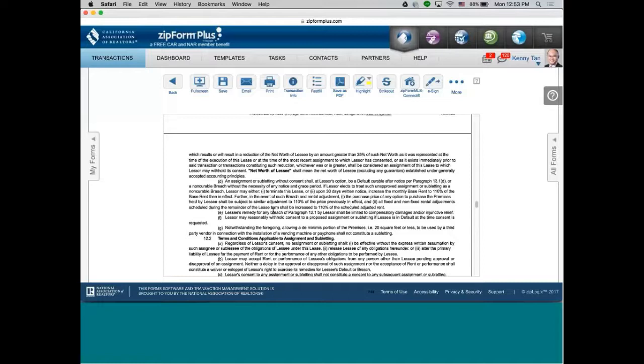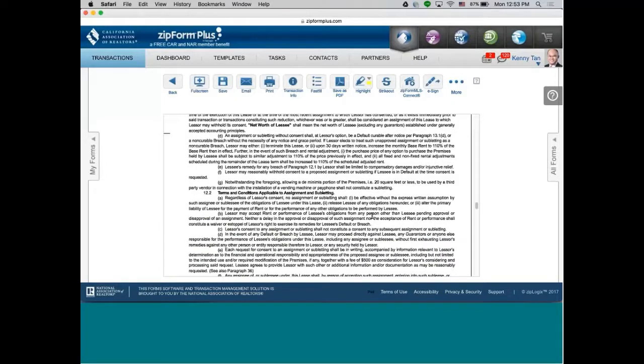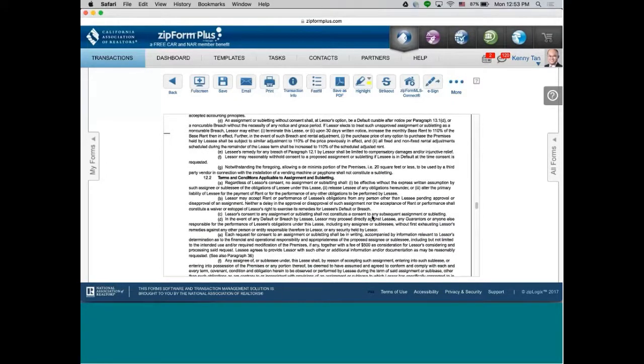Notwithstanding the foregoing, allowing a de minimis portion of the premises, i.e. 20 square feet or less, to be used by a third-party vendor for installation, vending machine, or payphone shall not constitute subletting. So if the square footage that is being used by someone else is so small, such that it's less than 20 square feet, then it is not a subletting. So you don't have to worry about the landlord. Okay? But it is permitted. Yeah, you don't need consent. For example, you want a vending machine there, you don't need the landlord's consent.